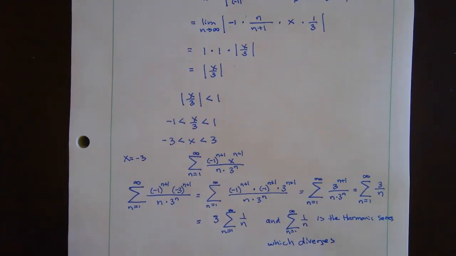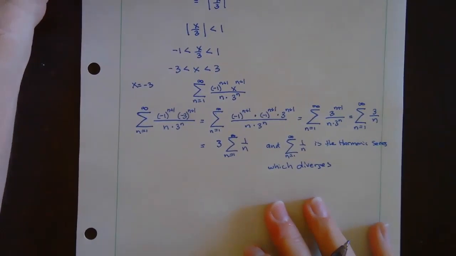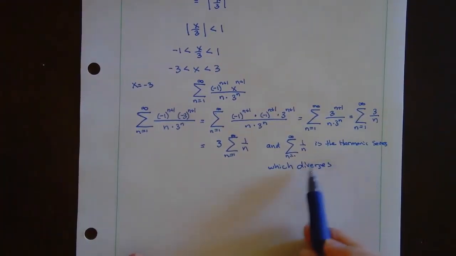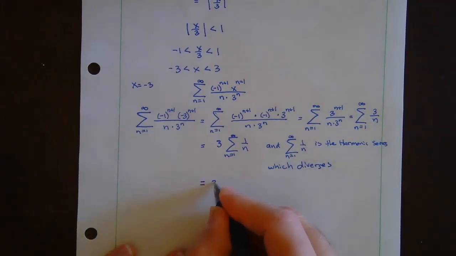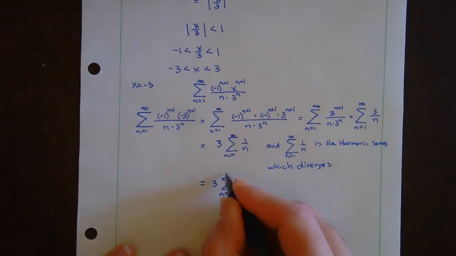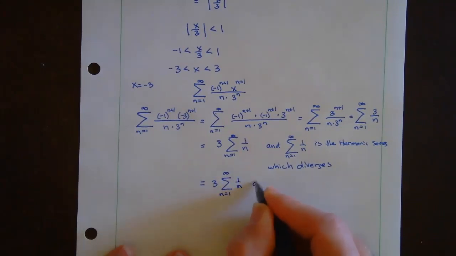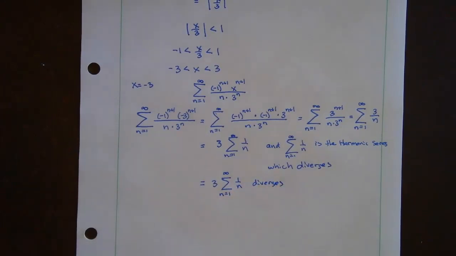Okay, and I realize I'm running out of space to show you this. Let me slide this up a little bit. So we know this diverges because the harmonic series diverges. Therefore, this 3 times the sum from n equals 1 to infinity of 1 over n diverges. So we're not going to include -3 in our interval of convergence. So we still need to check 3, right? Okay, so I'm going to go to my other paper and do that one.